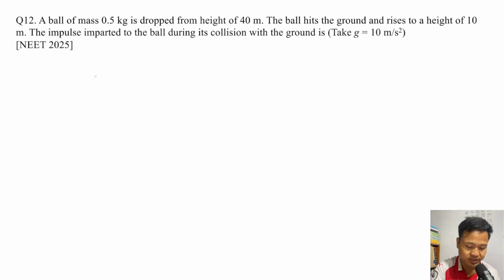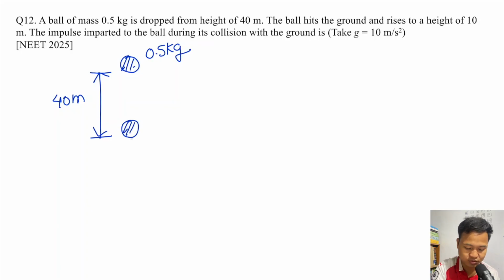Okay, so let's do it. Same question. The height is 40 meters, and the ball of 0.5 kg is dropped. When it drops, the velocity is u equals root over 2gh. Put the values: 2 into 10 into height 40.